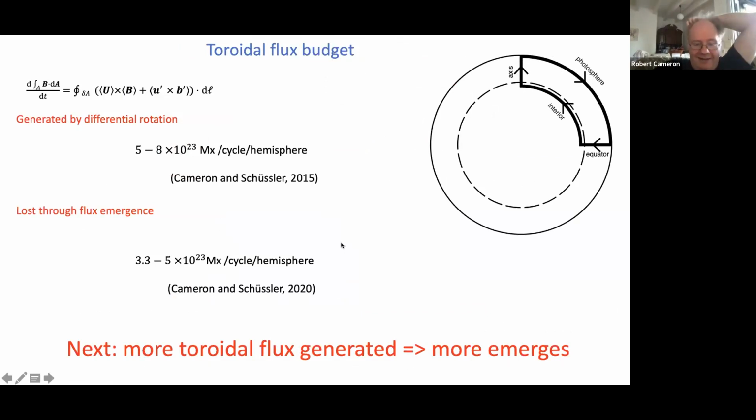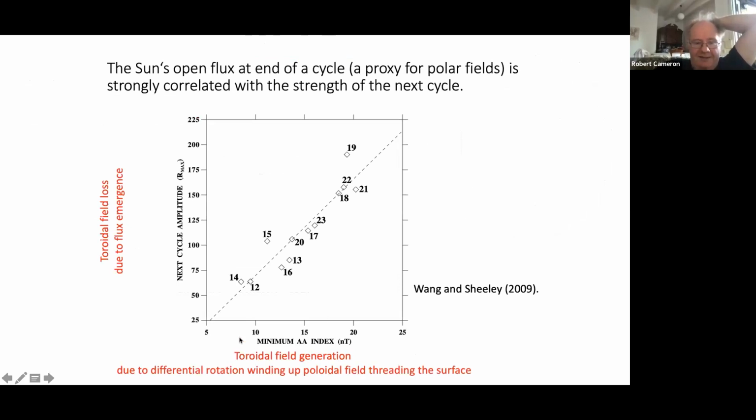The next thing I want to say is the more toroidal field we generate, the more emerges. And this is basically the way we predict solar cycles. We look at the polar field or a proxy for the polar field, which in this case is the minimum aa index at the end of a solar cycle. This is a proxy for the polar fields. And we look at a proxy for toroidal flux loss, which is the sunspot number. And they fit in a nice little straight line. This was worked by Wang and Sheeley in 2009.